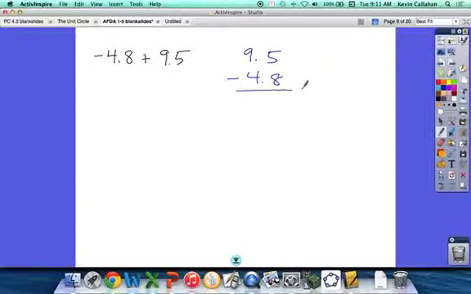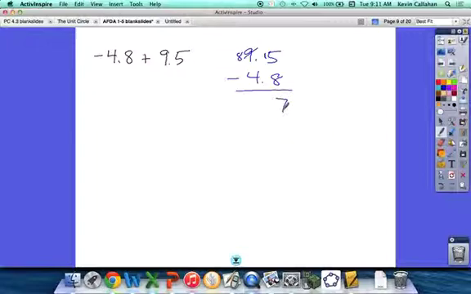Say again? Yeah, I mean, what do we usually say? We say borrow, right? We're going to borrow a 1 from the 9. That's going to make that an 8, and then make that a 1. So 15 minus 8 is 7. What is 7 plus 8?